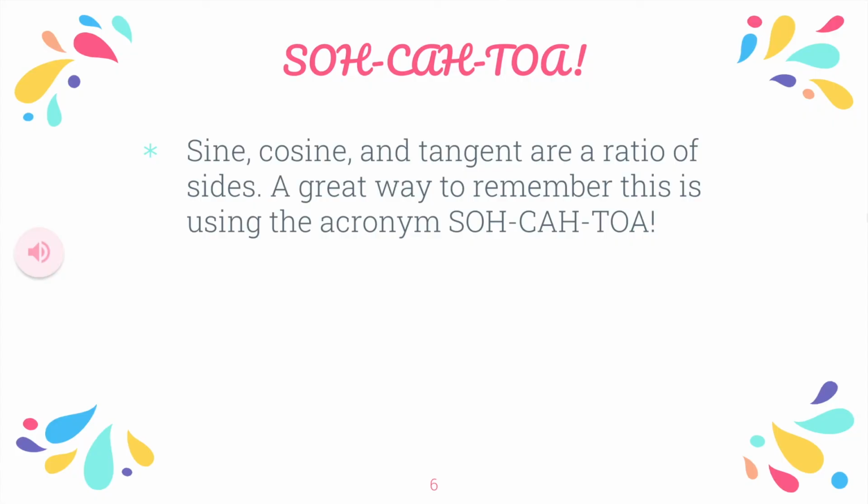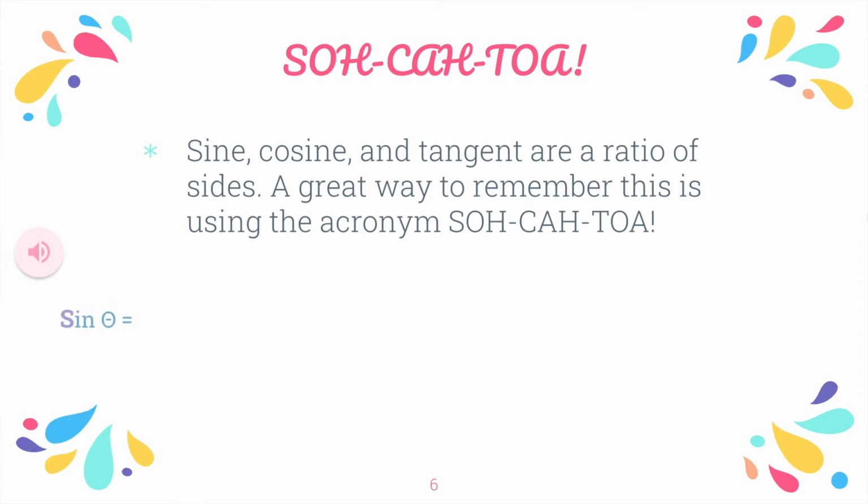What is SOH CAH TOA? SOH CAH TOA relates to the sine, cosine, and tangent functions, which describe the relationship between the sides and angles of a triangle. Sine, cosine, and tangent are also a ratio of the sides. And we remember this through the acronym SOH CAH TOA.